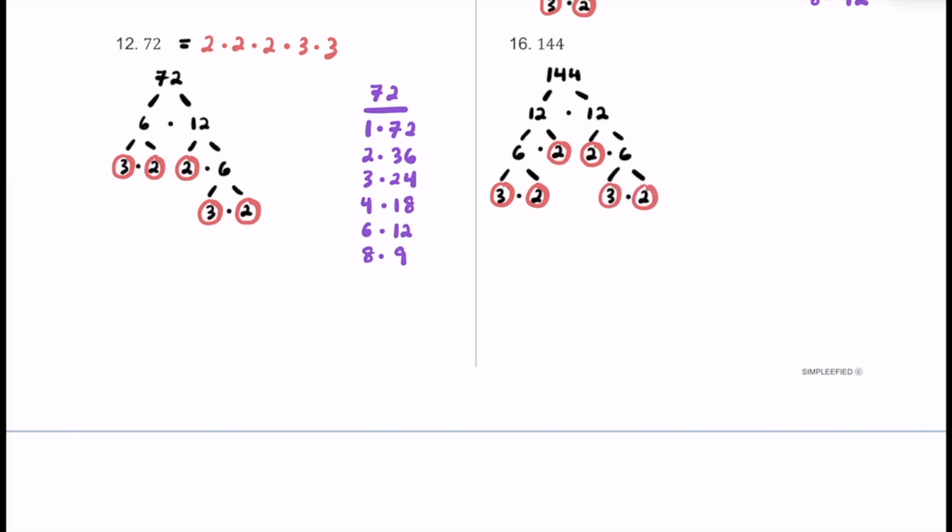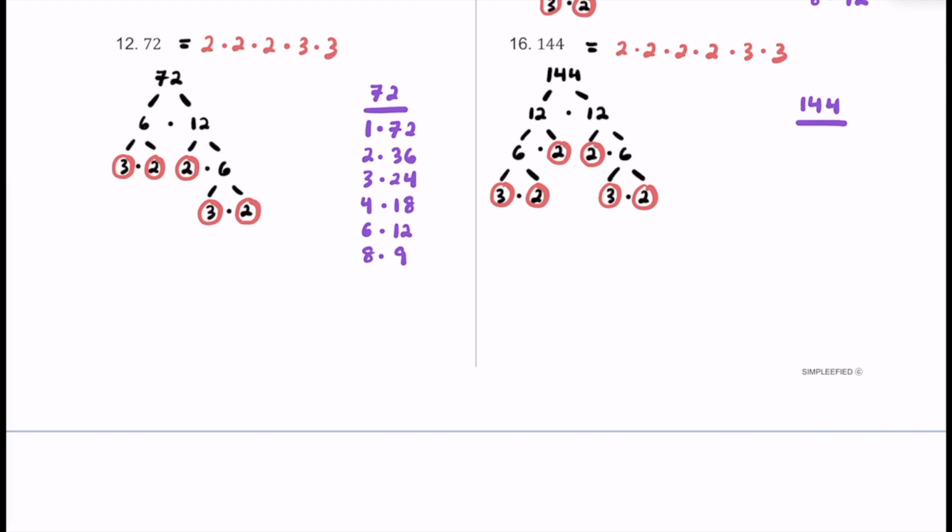Alrighty, cool. So let's go ahead and write the prime factorization out here. For 144, we had a lot of matching things here. So it looks like we have 4 of these 2s. So 1, 2, 3, and 4. And then we have 2 3s. So we have a 3 and a 3. So let's talk about the factor list now.